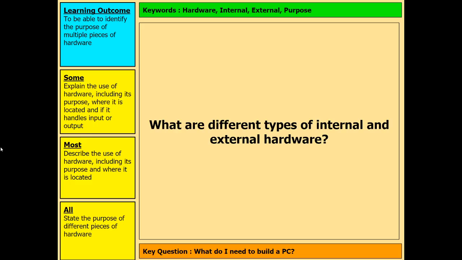Then we've got external hardware as well. So you've got your keyboard, your mouse, your monitor, projector, speakers, headsets. So all these types of hardware are all external. They all connect to the computer. They can all be plugged into the computer, but they're not inside the case.